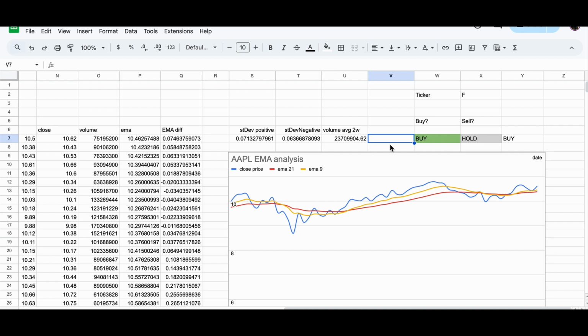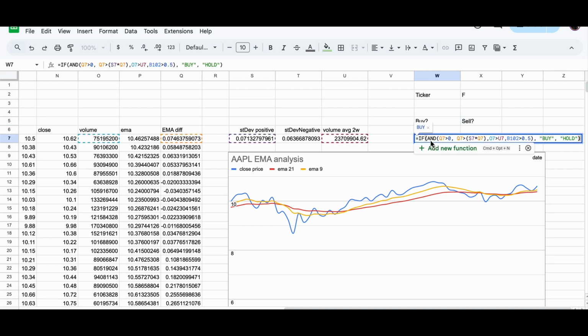The next thing, we will be building our indicator itself. So first, we want to see if it's a good time to buy the share. I'm using a very simple formula.